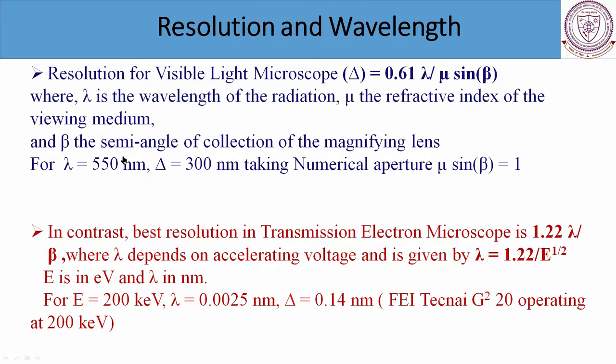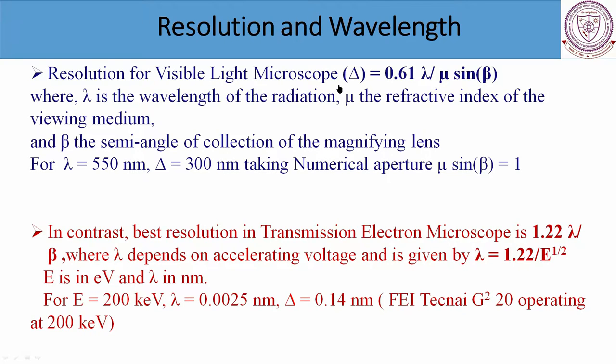So at this 500 nanometer, the resolution is around 300 nanometer. If you try to convert into micron, it is going to be 0.3 micrometer. So any feature less than 0.3 micrometer, you will not be able to see with the help of a visible light microscope. So what is the alternative?